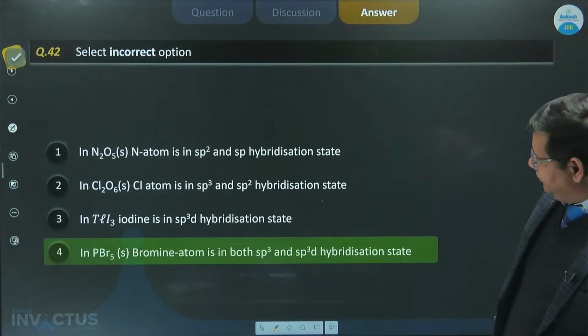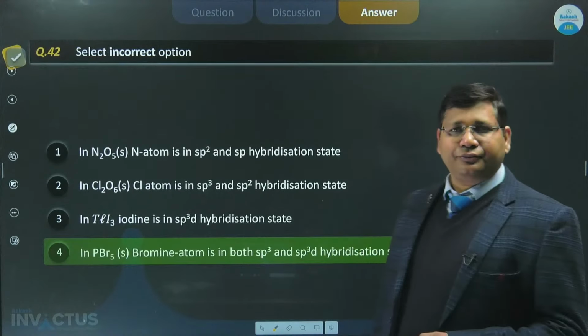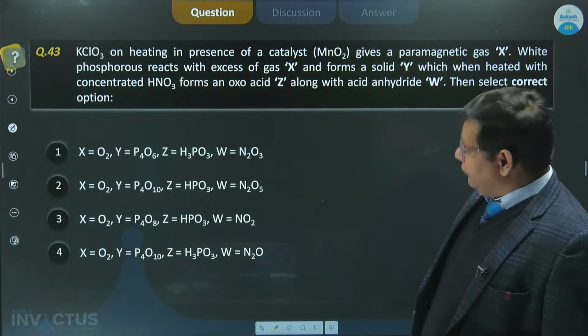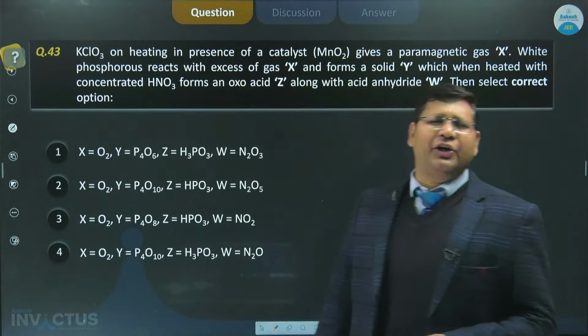Let me check the answer of this question. Yes, this is the incorrect one. ठीक है बच्चों? Okay. Now question 43 is based on KClO3. This is again an inorganic question.